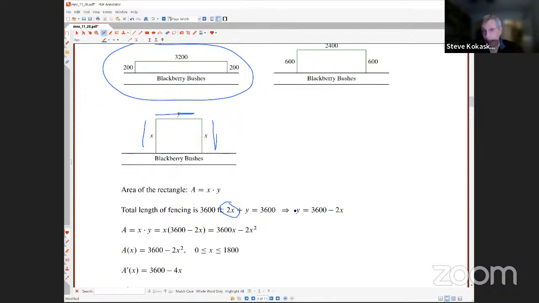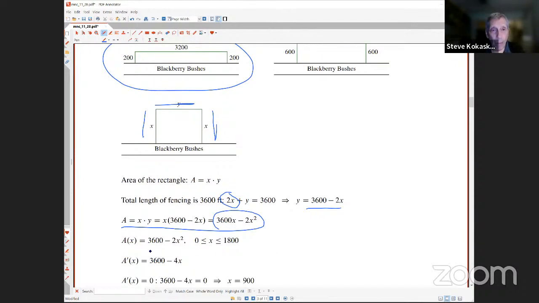Now, it doesn't really matter which of these variables I solve for, but it seemed easier to me in this case to solve for y in terms of x. So I did that over here, and I substituted back into this equation for A, and I end up with one expression in one variable, x. Now, I won't always do this in the remaining examples and problems, Curtis, but for this one, what I'm going to say is the function I want to maximize is right here, and its domain is 0 to 1800, inclusive, closed interval.